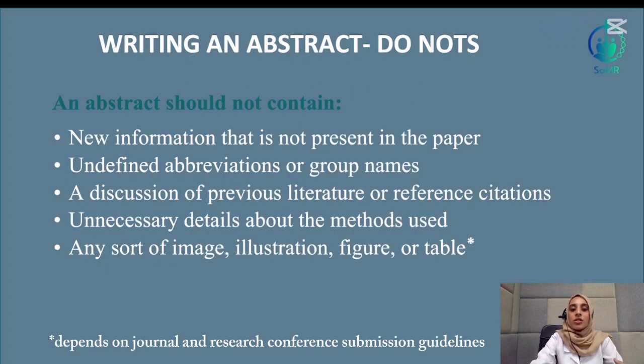There are a couple of do nots of writing an abstract. Firstly, as I mentioned a while ago, there should be no new information that is not present in the paper. Any abbreviations that you use in your abstract should be explained. You do not want to include any sort of citations in your abstract and avoid any sort of unnecessary details about the methods used. Lastly, also avoid using any sort of images, illustrations, figures, or tables. However, you may include those if your abstract is an extended one. So make sure you check with your journal's requirements before you write your abstract.